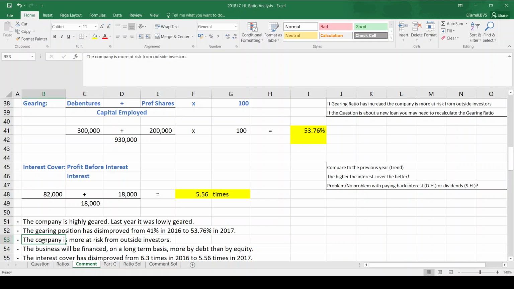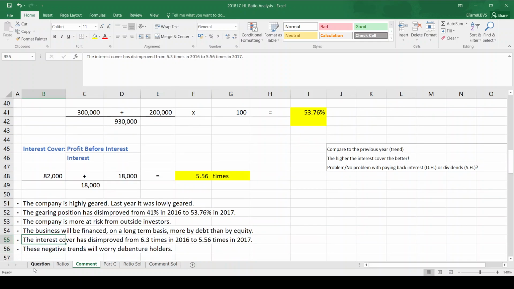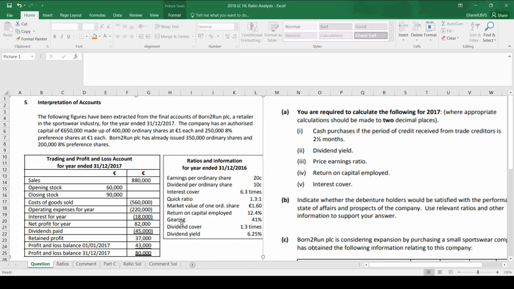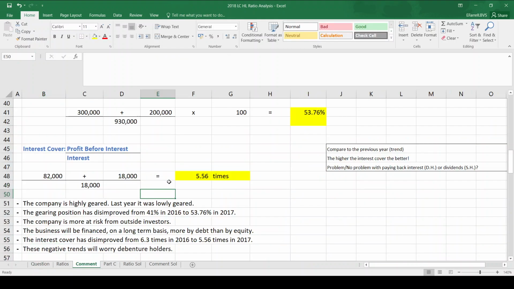The business will be financed on a long-term basis more by debt than by equity. If it was less than 50%, it would be financed on a long-term basis more by equity than by debt. Just change it around. The interest cover, so again, last year, and the higher the interest cover, the better, because the more times profit they have than interest they have to pay. So interest cover was 6.3 last year. This time it's 5.56, so it's gone down slightly, which is bad.